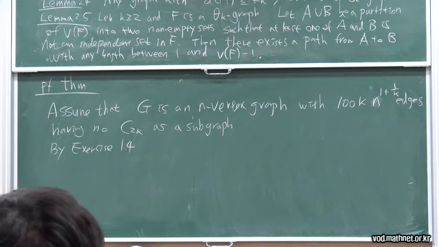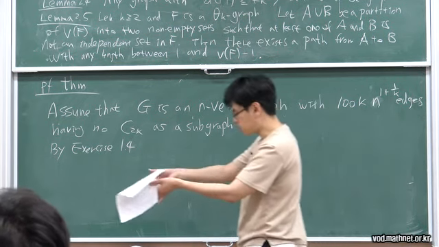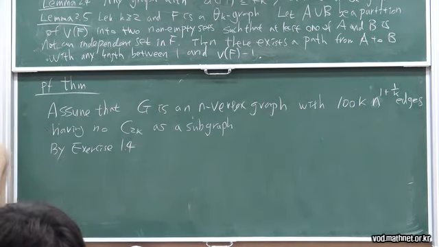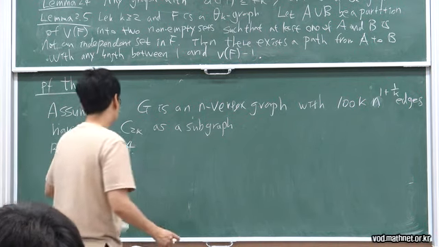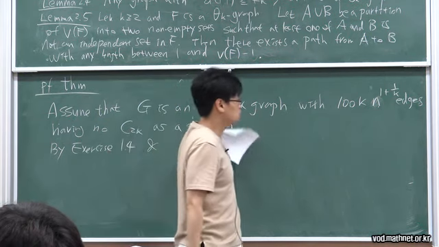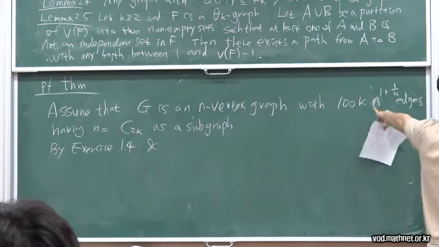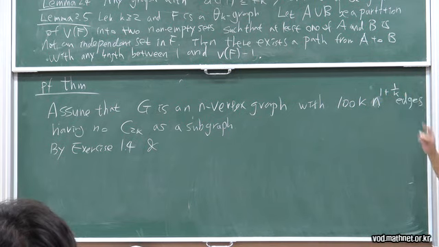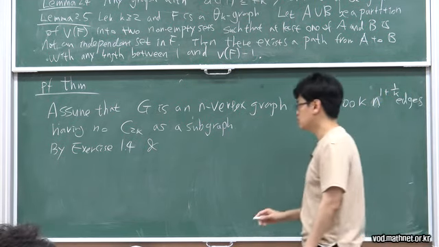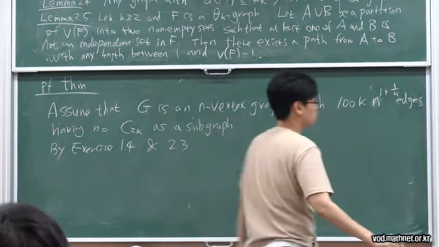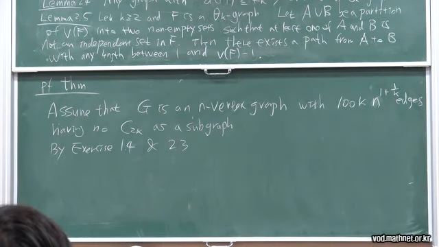One of the ways is to partition the vertex set into two parts in a random way, then the expected number of edges between the two parts is m over 2. That means there exists a partition with at least this number of edges. So G contains a subgraph with 50k times n to the 1 plus 1 over k edges, which is bipartite. And then we use exercise 2.3, which gives us a subgraph with minimum degree at least half of its average degree.